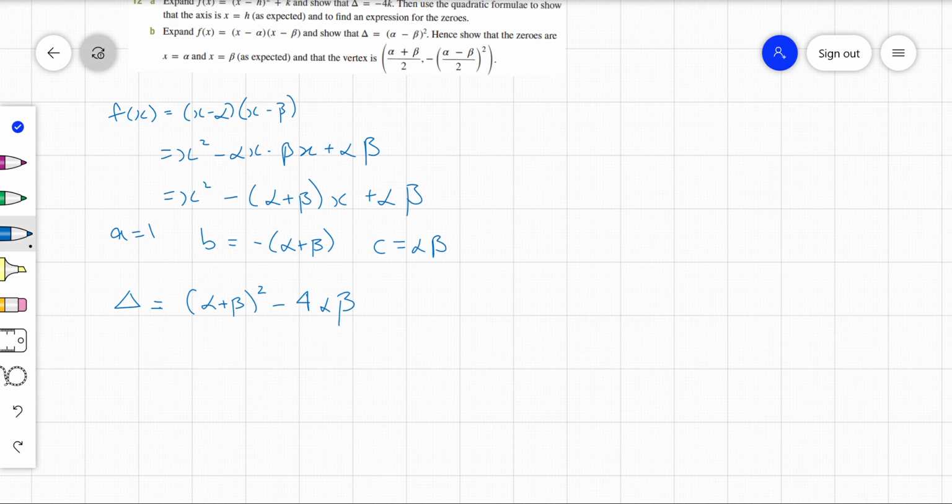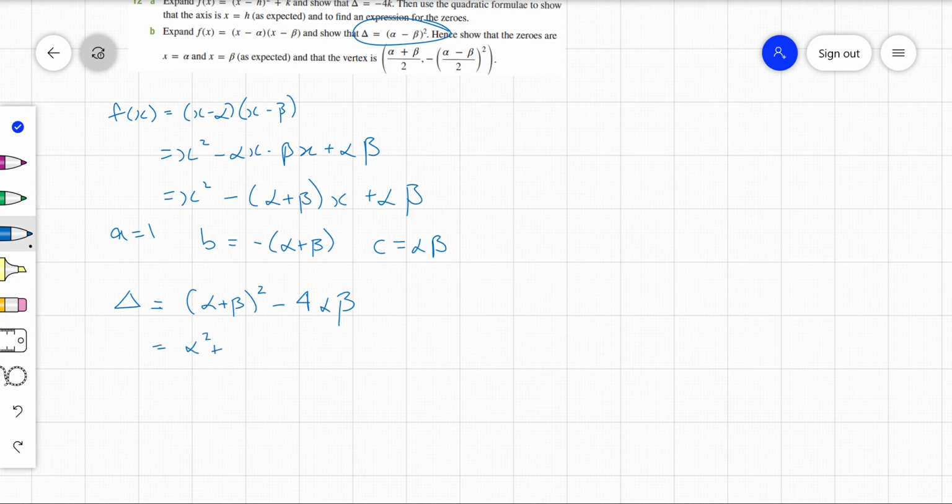Now, if we expand that, why did we want to expand it? Alright, so yeah, so we're trying to show the discriminant is (alpha minus beta) all squared, which is not at the moment, so we need to expand and simplify.